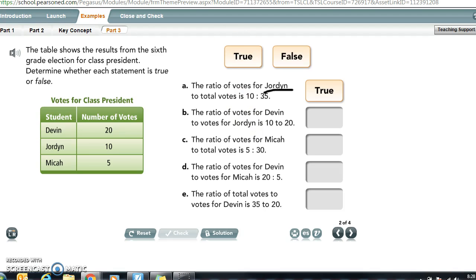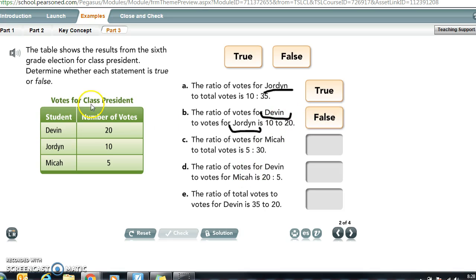The ratio of votes for Devin, I'm going to underline Devin, to the votes for Jordan was 10 to 20. Well, Devin's 20, Jordan's 10. What do you notice about this? They flipped it backwards. So no, that is false because Devin did not get 10 votes. Devin got 20 votes. So that's going to be false.